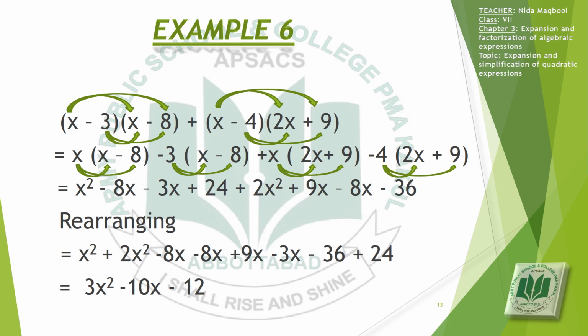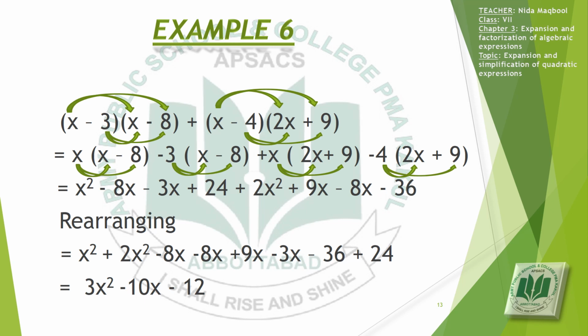So when x would be multiplied with the second bracket, it would be multiplied with both terms, that is x and minus 8. So x multiplied with x is x square and x multiplied with minus 8 is equal to minus 8x. Similarly, minus 3 will be multiplied with x, resulting in minus 3x, and then minus 3 when multiplied with minus 8 would give us a positive product 24.